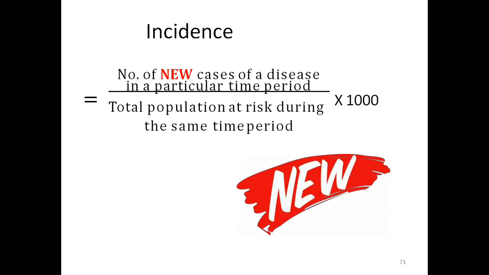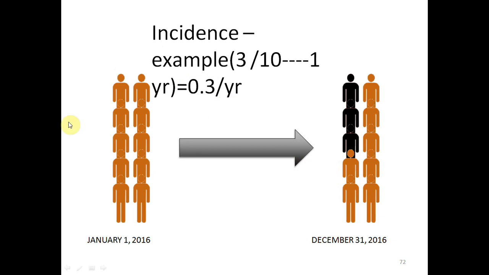So incidence is the number of new cases, and since it is a rate, there should always be a time period. So let's check an example. On January 1st 2016, there are 10 people, and by January 31st, out of 10 people, 3 people became diseased. So it is 3 by 10 over a period of 1 year, so 0.3 per 1 year.